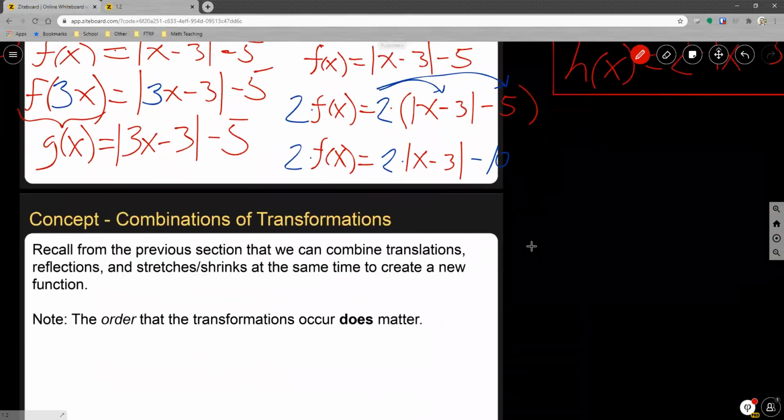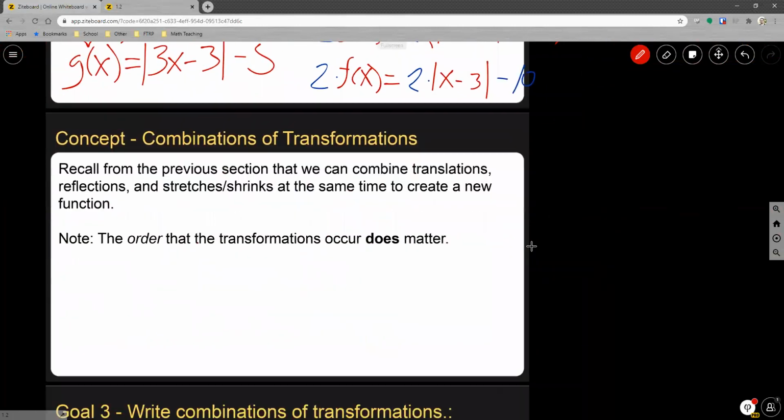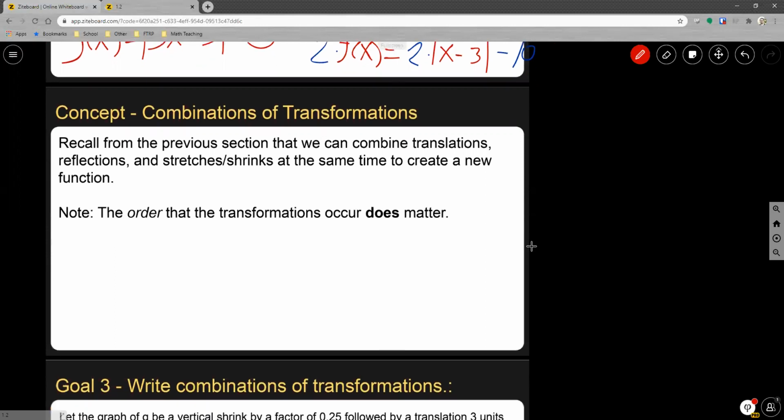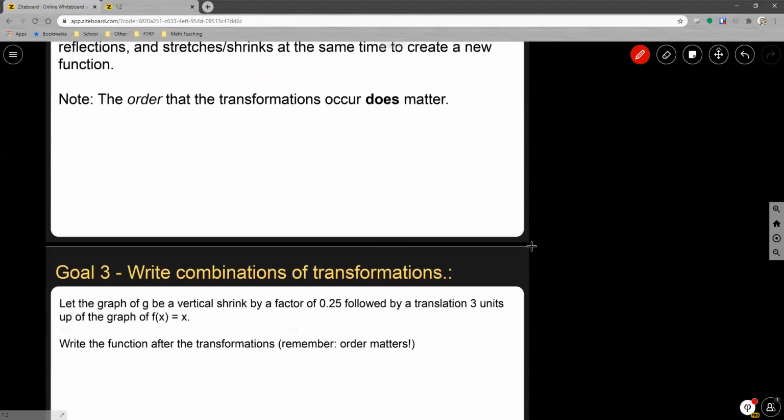All right, on to the last concept, combinations of transformations. So recall from the previous section that we can combine translations, reflections, and stretches and shrinks at the same time to create a new function. Note that the order that the transformations occur does matter. So we'll see that right here.